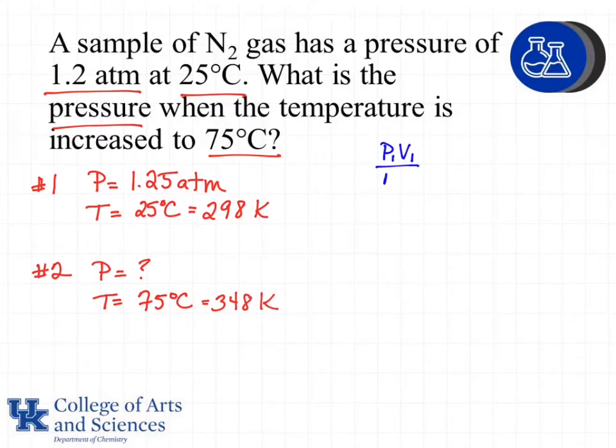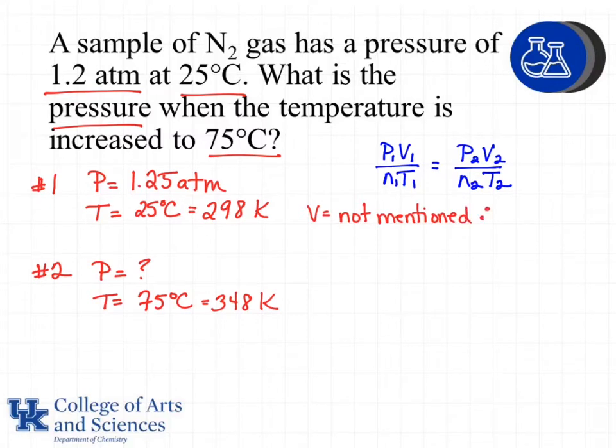Now I can take the combined gas law, P1V1 over N1T1 equals P2V2 over N2T2, and I'm going to look at the variables that I'm not given any values for, the number of moles and the volume. In the problem, there is no mention of the volume, no initial or final value, no mention of change, or any increase or decrease. Since it's not mentioned, we can assume that there's no change, and if volume 1 is equal to volume 2, then they can cancel out with one another because they're equal values.